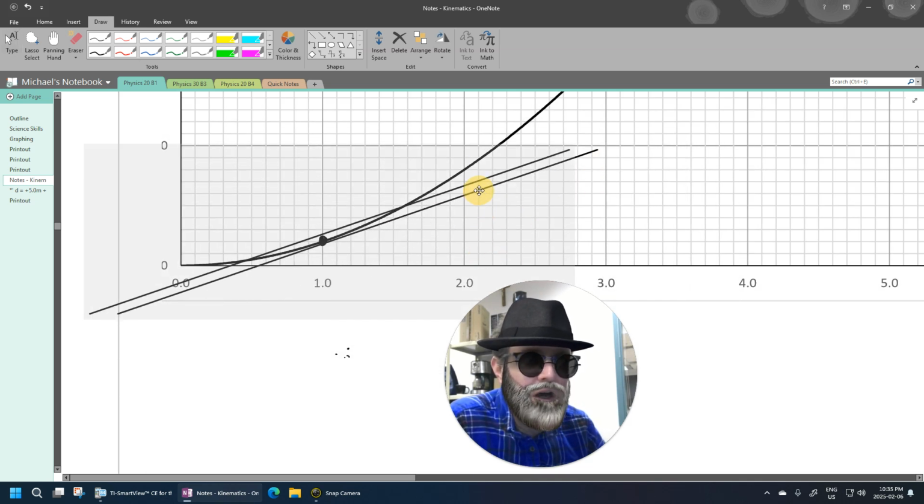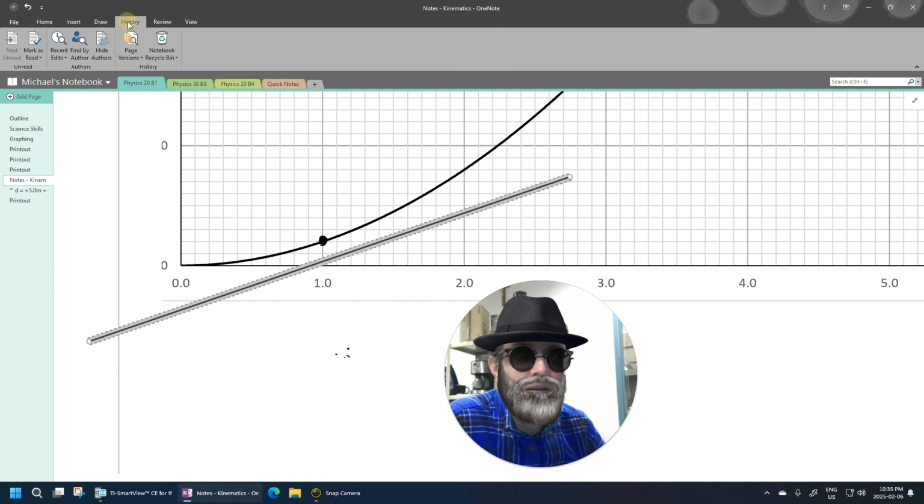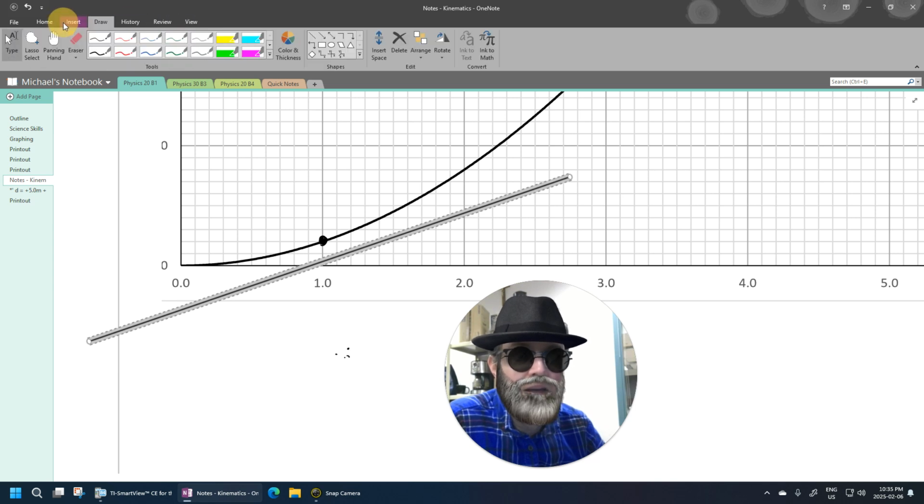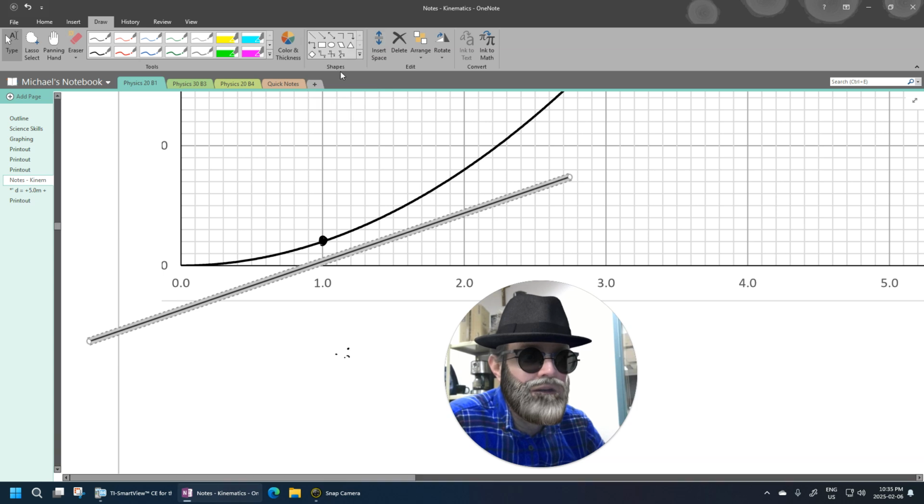I got this weird locking grid on here. Just a second. I think I can turn that off. I can't. Well, I could turn off snap to grid.